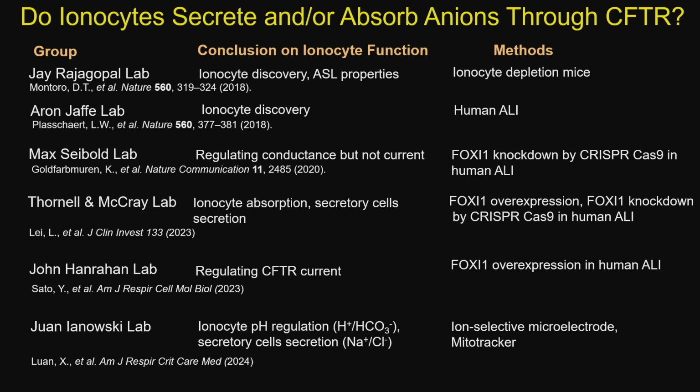About the time that we were publishing our studies from the Nature paper, a number of other papers came out, and a lot of them disagree with each other. Some suggest that ionocytes are just involved in absorption. Some don't really look at all components, and some focus on various aspects. But one thing that was different between these studies includes the model system, a lot of times the culture system, and the approach to manipulate ionocyte abundance, which could be knocking out FOXI1 with Cas9 or overexpressing FOXI1.